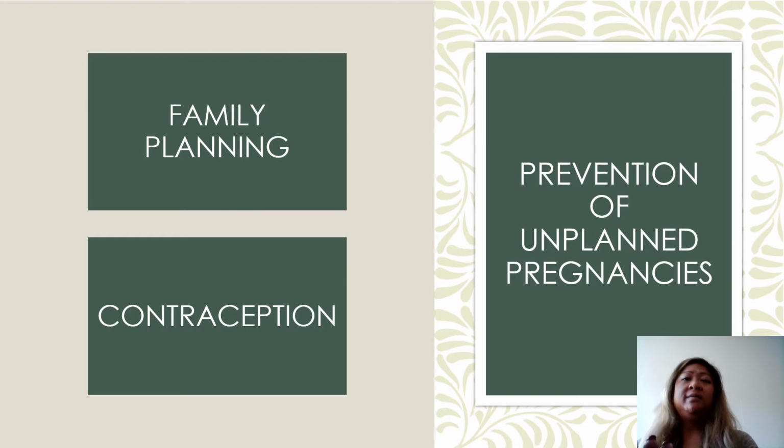Prevention of unplanned pregnancies. So we have family planning and contraception. Family planning provides education, counseling, and medical services. It involves talking to a provider about reproductive and sexual health, planning pregnancies, and the use of contraception. In family planning, you can discuss your birthing space and the family size you desire.